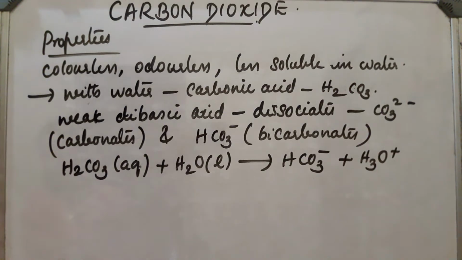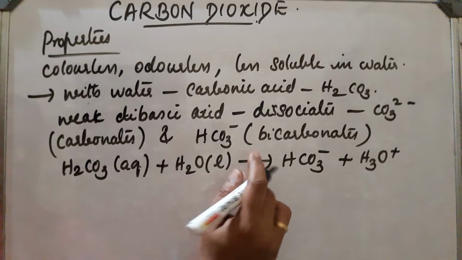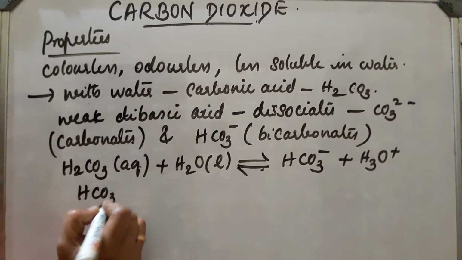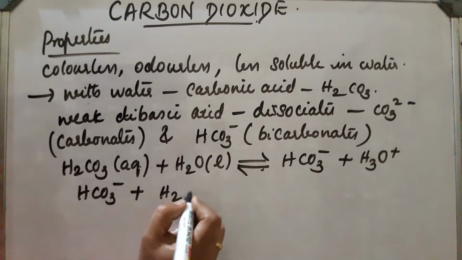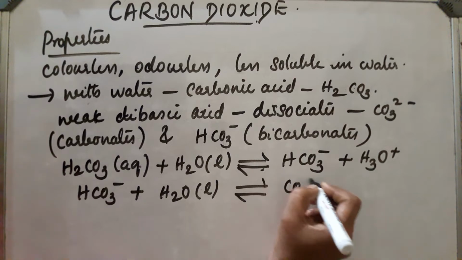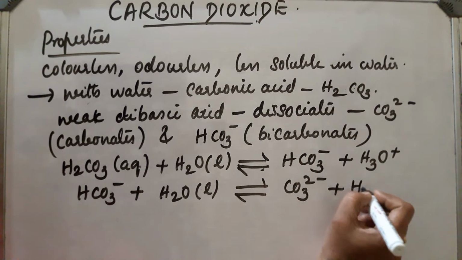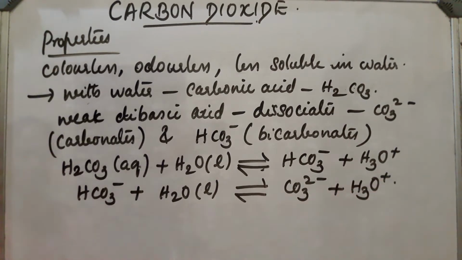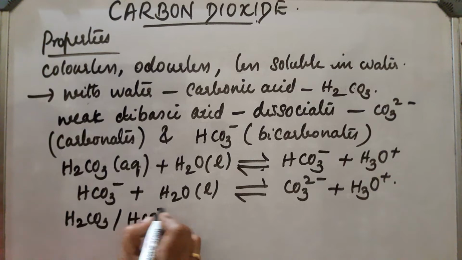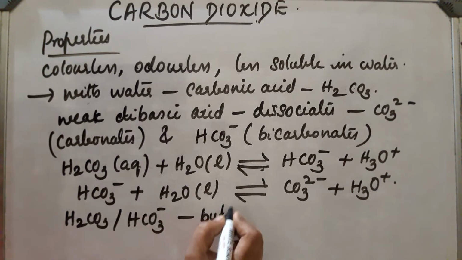So bicarbonates can be obtained. Now HCO3 minus plus H2O forms CO3 2 minus; carbonates can be obtained. So this reaction with water produces carbonates and bicarbonates. And H2CO3, HCO3 minus is called a buffer system.